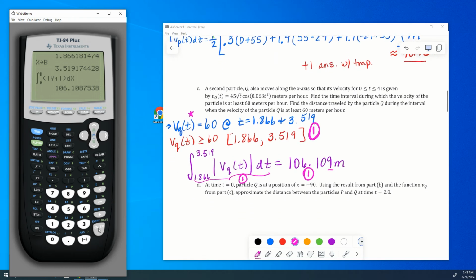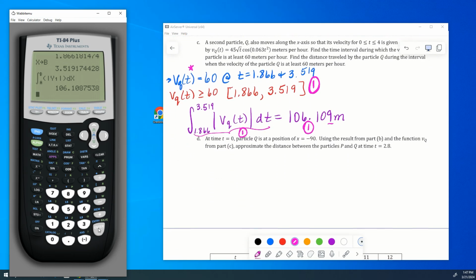All right. Last one. At time t equals 0, the particle Q is at position -90. Using the result from part B and the function v of Q from part C, approximate the distance between the particles P and Q at time t equals 2.8.